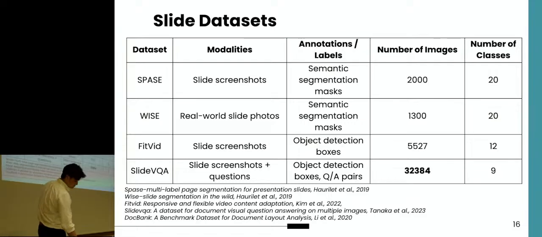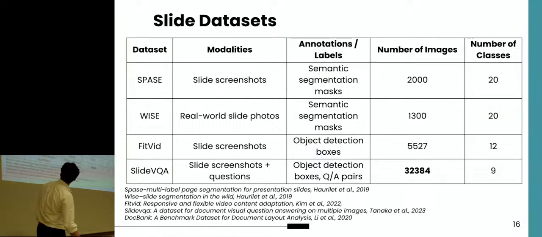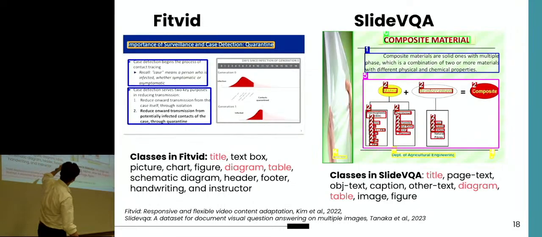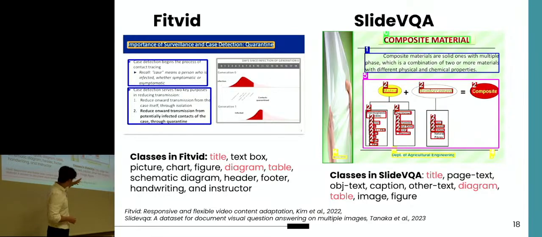So now let me just show you samples of FitVid and SlideVQA. The classes in FitVid and SlideVQA are different. In FitVid, you have 9 classes. You have the title, the text box, etc. And in SlideVQA, you have other classes. You can see that only three classes overlap. They only have 3 classes that are the same.